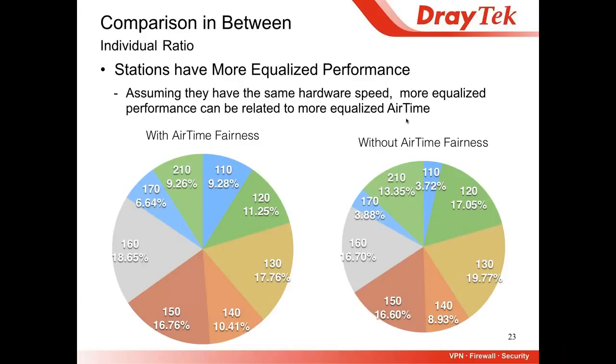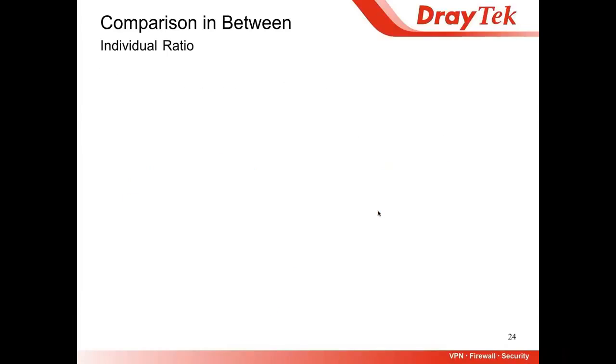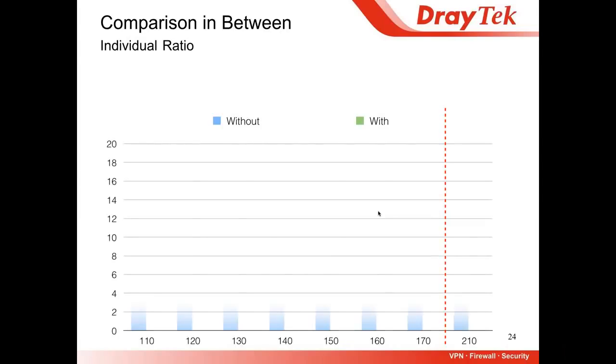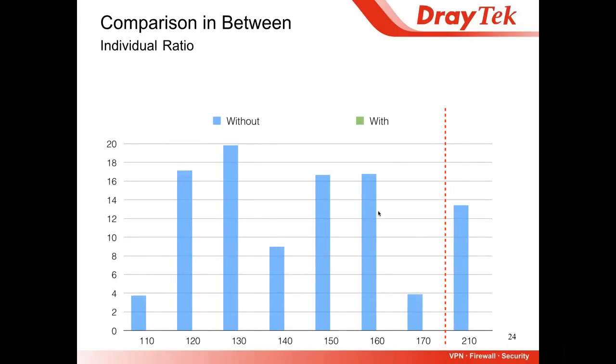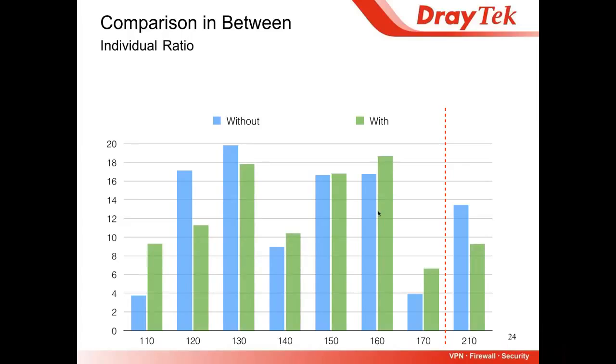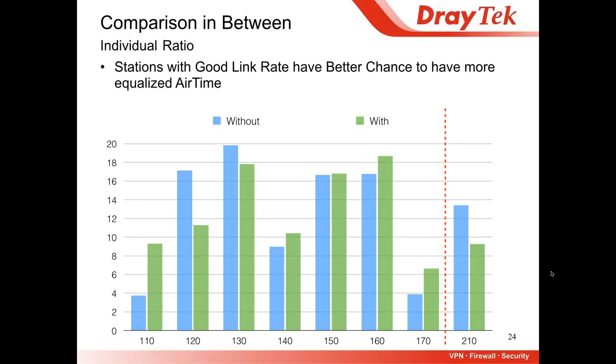It's actually very hard to monitor the airtime for each of the stations, so we use this performance ratio to get a closer result. Again, we can draw this chart without airtime fairness and with airtime fairness. What we can find is that some stations got improved and some got decreased, and overall they got more equalized. So the stations with good link rate have a better chance to get more equalized airtime.